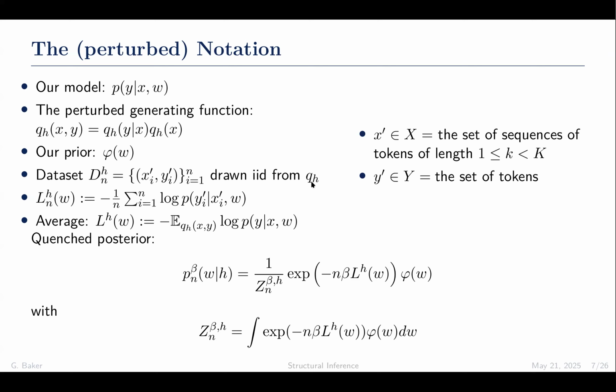D changes because now you're sampling from Q_h, so we write D_h. L changes because now you have your x's and y's coming from h. We write x_i prime and y_i prime. Your expected average negative log likelihood function changes to have the Q_h down here and the h up here. And our quenched posterior is now also a function of h, just because the L influences it as well.